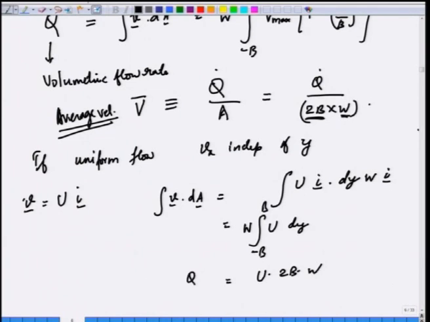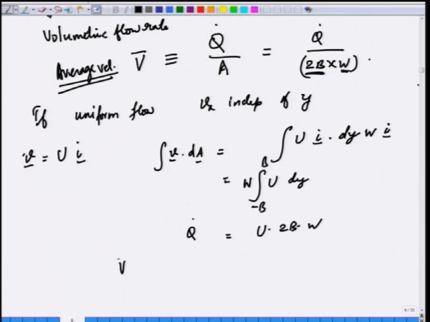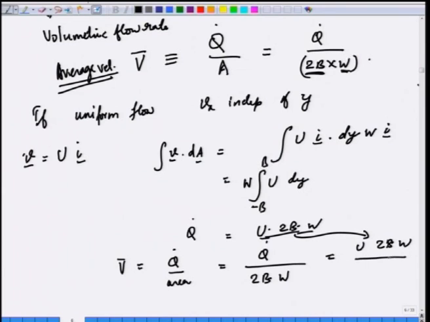This is the volumetric flow rate. The average velocity is q dot divided by the cross-section area, that is, q dot divided by 2b times W, which is equal to u times 2b times W from this expression, divided by 2b times W. So the 2bW cancels, implying that the average velocity is the uniform velocity.